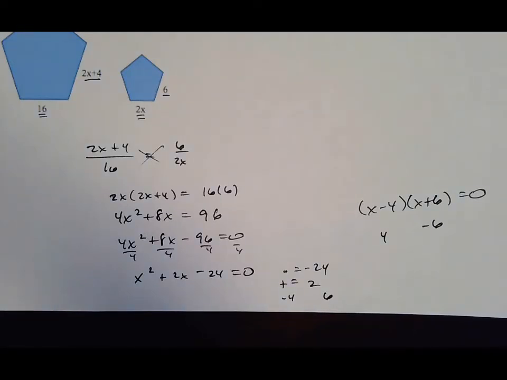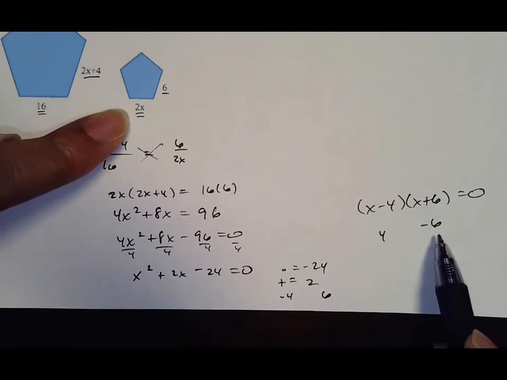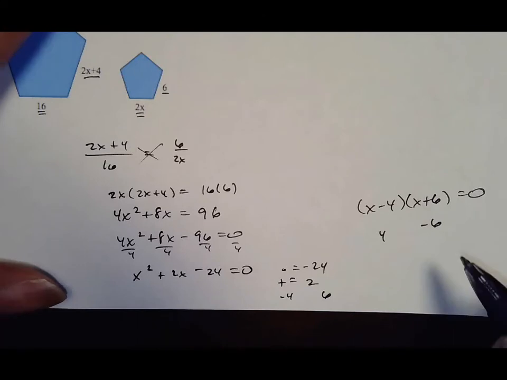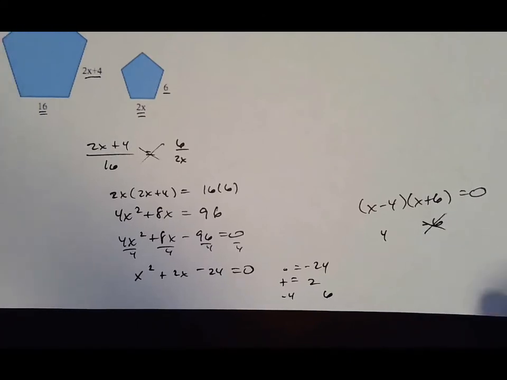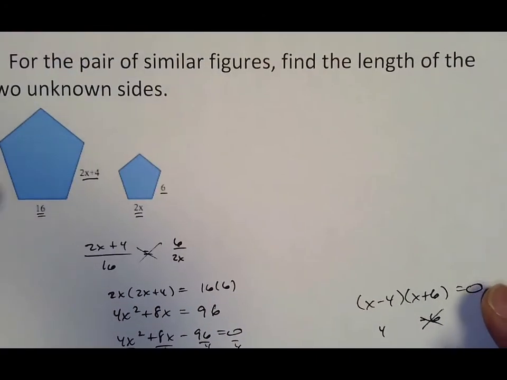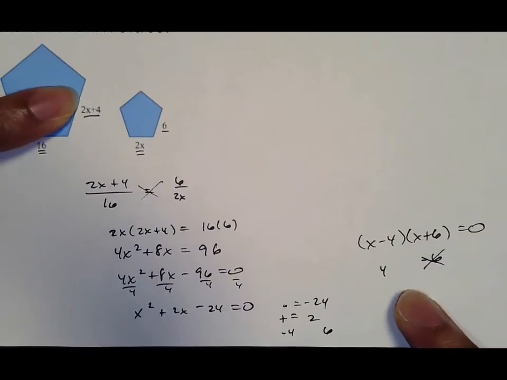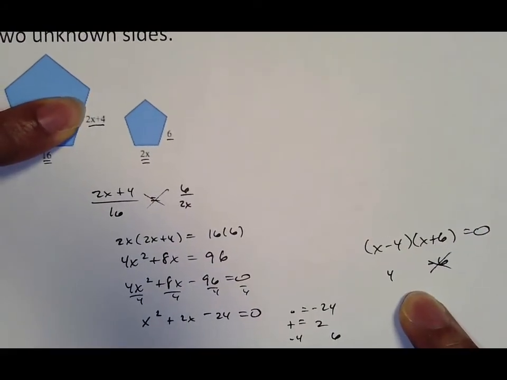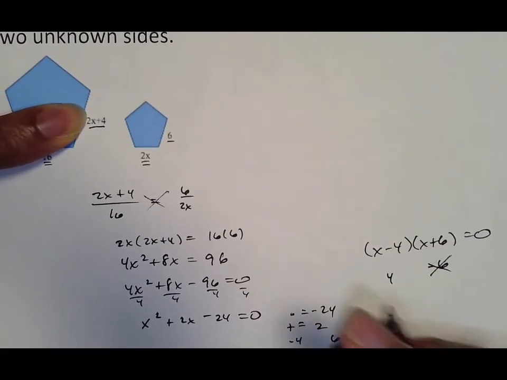In the end, you have to remember that even though there are two answers, one answer does not make sense, because if you plug a negative 6 in for this, that means that that side would be negative 12. So that means negative 6 is extraneous. Because it says find the length of the unknown sides, it means that one side is 2 times 4 plus 4, which would be 8 plus 4 or 12.